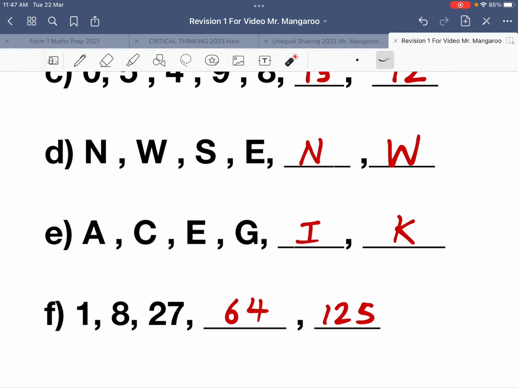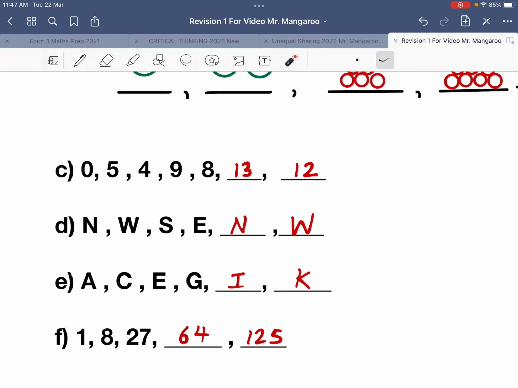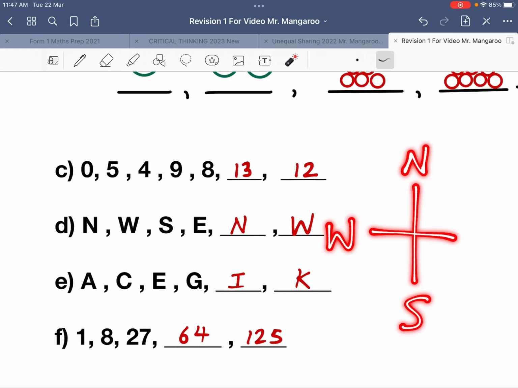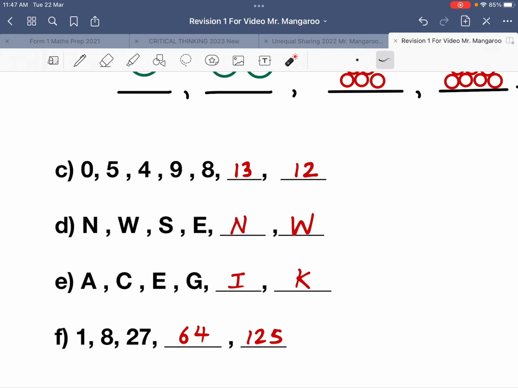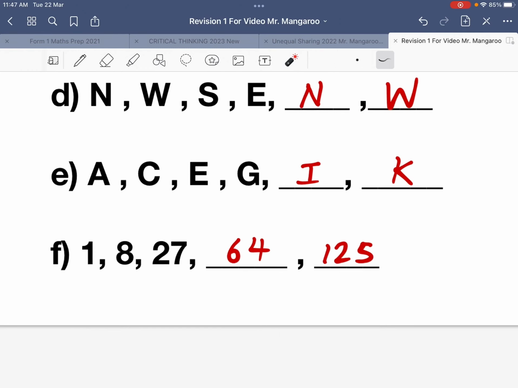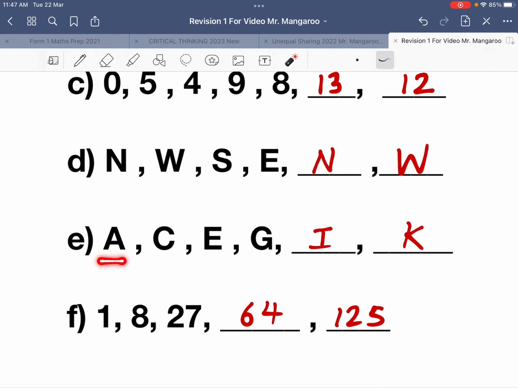So we have a pattern with a cardinal point. So let's make a sketch. They give us north first, then west, then south, then east, so we are going in an anti-clockwise direction, making quarter turns. So the next one will be north, then west. So what do we have here? Letters of the alphabet. A, skip B, we have C, skip D, we have E, skip F, we have G, skip H, we have I, skip J, we have K.